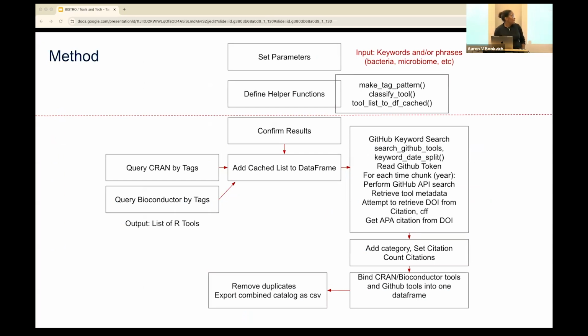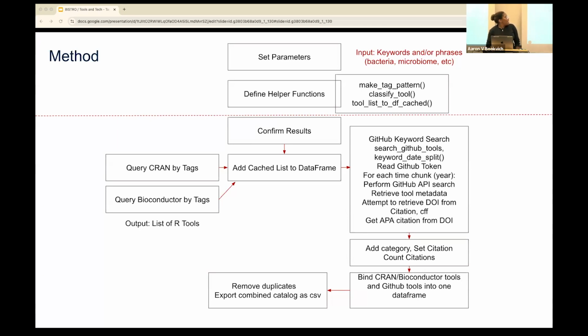It's set up so that you can put in keywords that are associated with the software that you want to look for. In my case, I was looking for things like bacteria, microbiome. And if you want to do it with particular like single cell sequencing, you can put in particular phrases or keywords. It associates and makes different tag patterns associated with different words. So for example, you can have microbiome, microbiomes, or microbial, things like that.